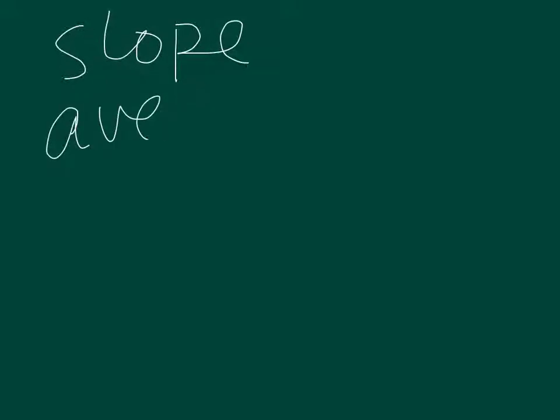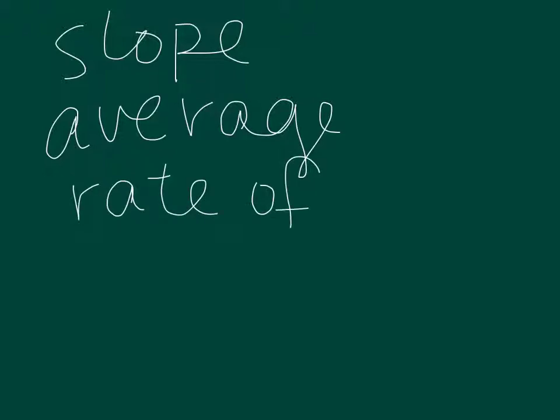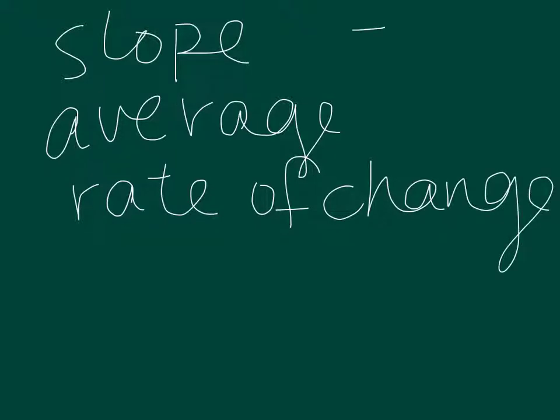Okay, so earlier we learned about slope. Now we're going to learn about something called average rate of change, which is pretty much the same thing as slope. However, with this, we're going to try and find the average rate of change of a function.